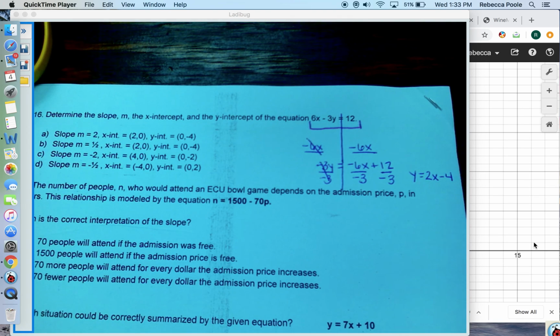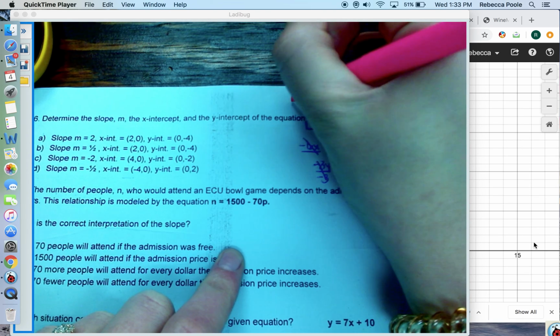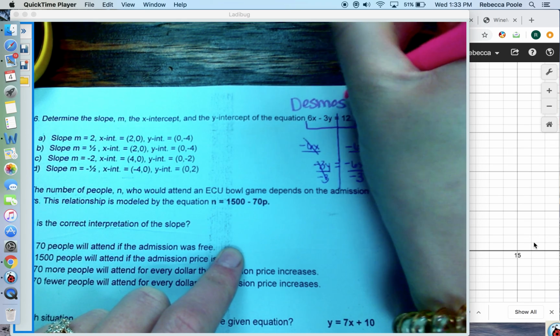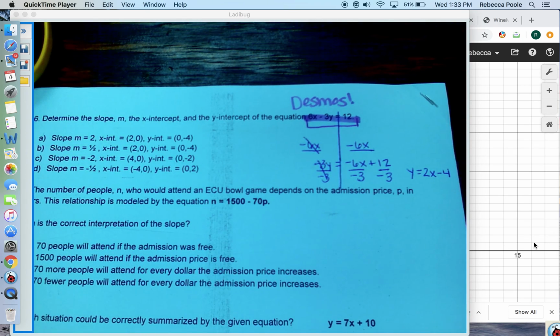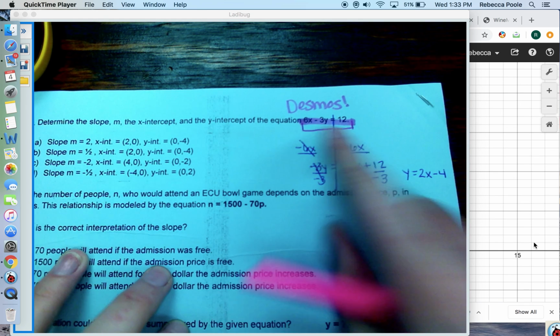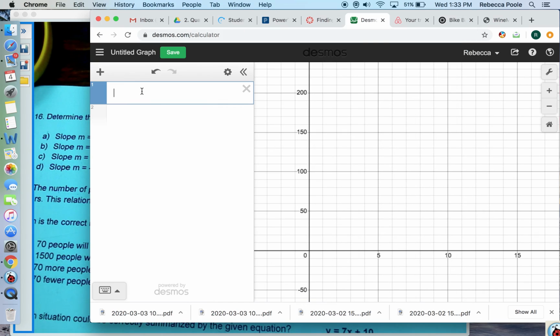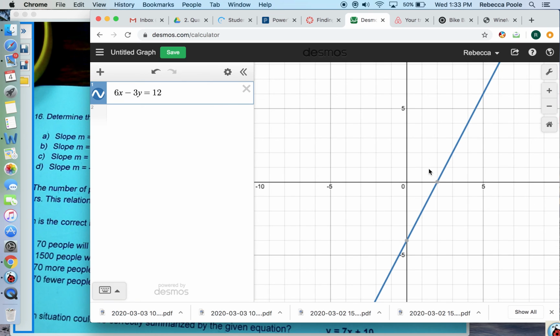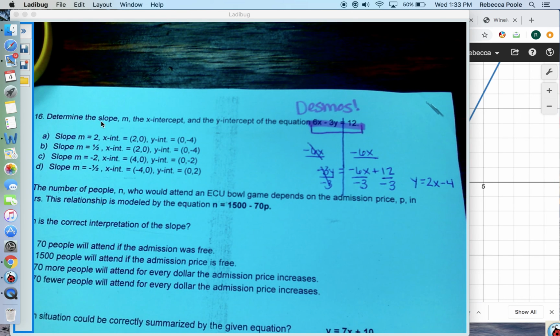But what I would do in Desmos is type it in just like that. So check this out. This is in standard form, but Desmos will figure out the graph of the line even in standard form. So 6x minus 3y equals 12. And check it out. It graphed that line perfectly for us, okay? So I'm looking at this line, and from that line, I want to find the slope, the x-intercept, and the y-intercept, okay?